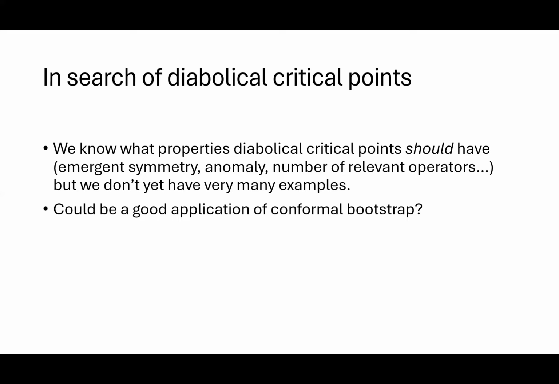So what I was hoping is that because we have an idea of what properties they should have, in terms of emergent symmetry and anomaly, in terms of number of relevant operators, it seems like a good candidate for conformal bootstrap methods. Assuming there's some emergent Lorentz invariance of a critical point, it would be a CFT because it also should be scale invariant. So then it's just a question of whether there is a CFT which has these kinds of properties. That's the kind of question that bootstrap is designed to address. So I hope that maybe bootstrap will allow some more constructions of these kinds of things.